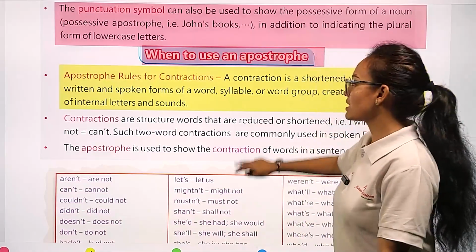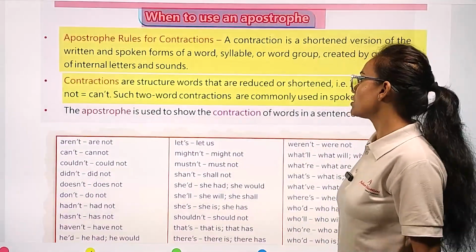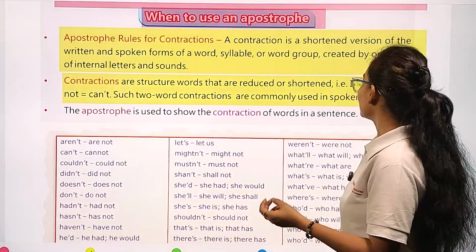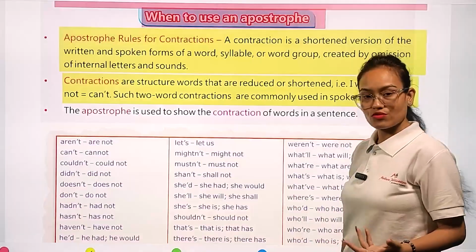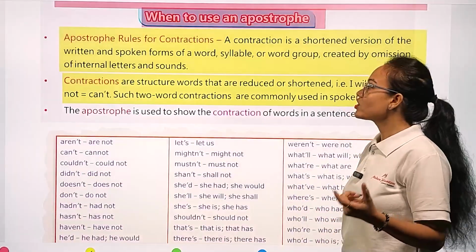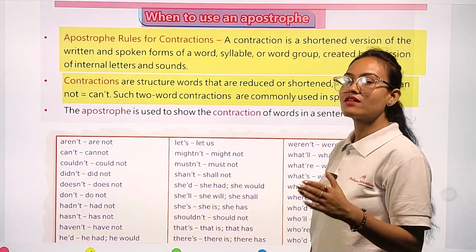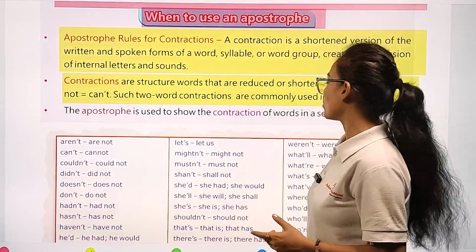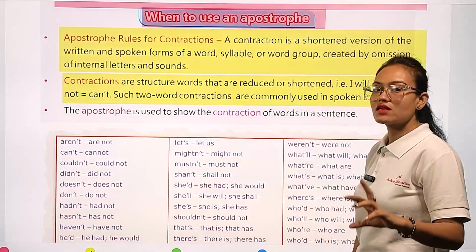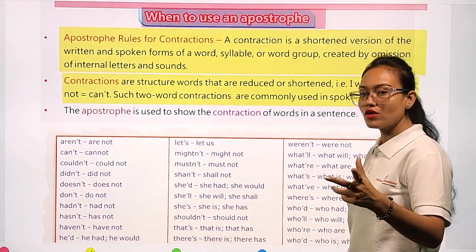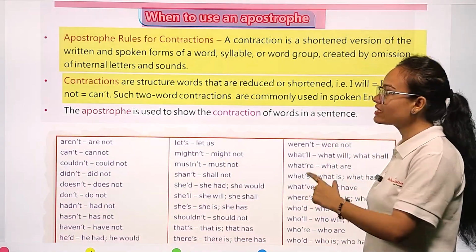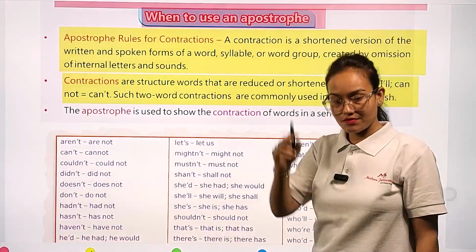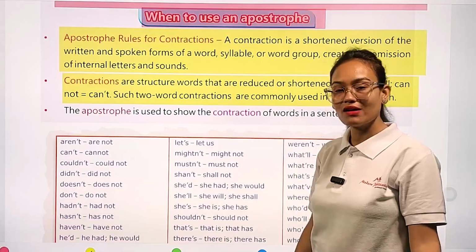Second one, contractions are structured words that are reduced or shortened. This is the exact meaning of contraction. Contractions are structured words that are reduced or omitted in nature. Example, you can see I will. This I and will are two words, but whenever we write them using the contraction, we write it like this: I apostrophe double L, I'll.